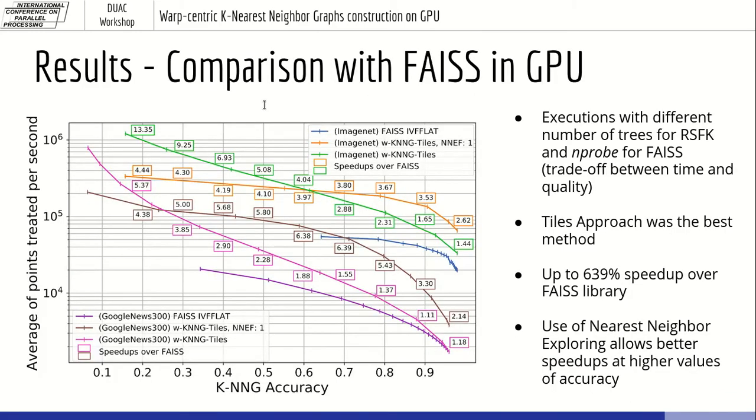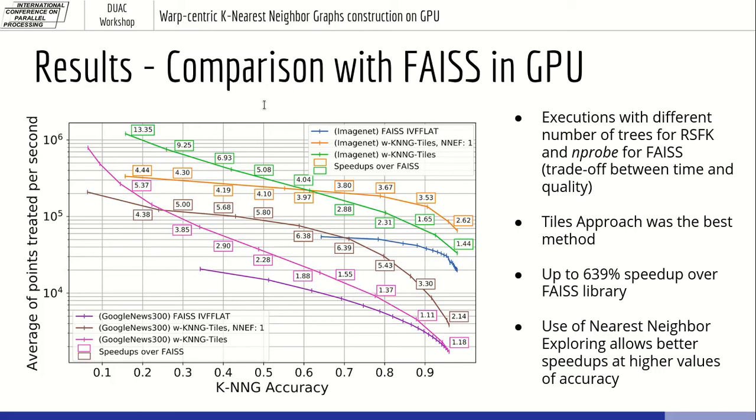Finally, we have compared the SFK with the Faiss library in GPU. The execution of SFK is using the tiles approach because it was the fastest, as I have commented in the previous slides. Each marker in the figure represents an execution of each algorithm using different values to control the trade-off between execution time and KNN graph accuracy.